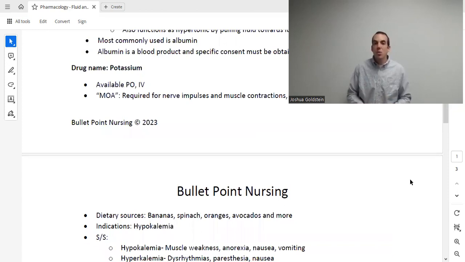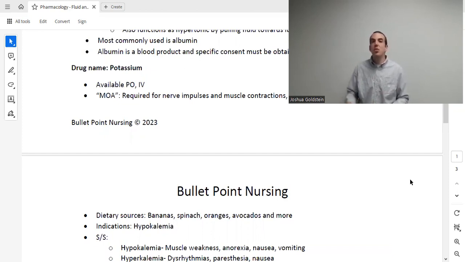The most commonly used colloid is going to be albumin. The big thing to know about albumin, and definitely don't be surprised if you see this on a test, is that albumin is actually a blood product. We get it from when people donate blood. The reason we have to really know that is because not every patient consents to blood product administration.